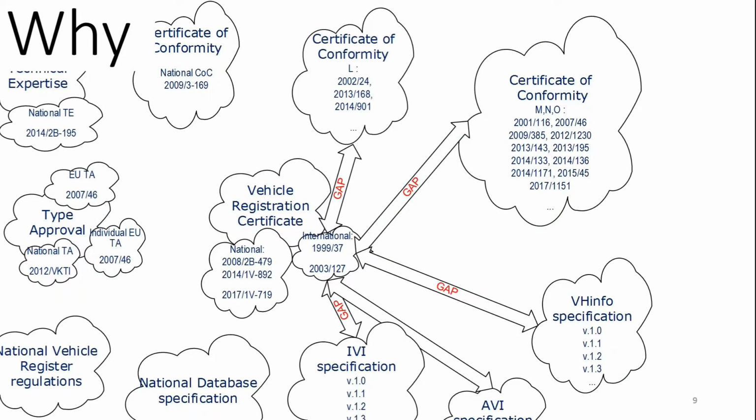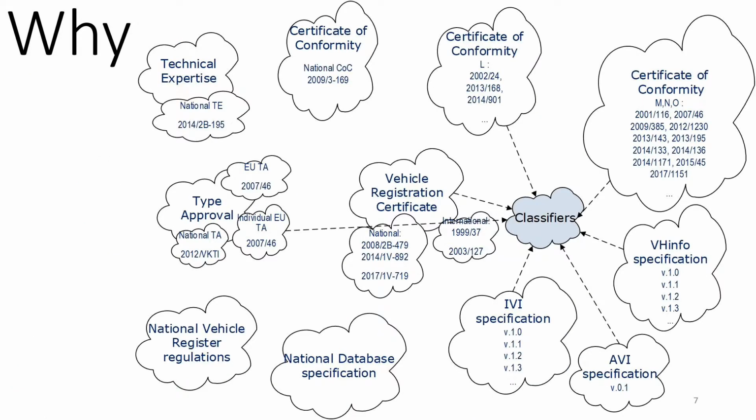Another problem that raises this issue is that there is a gap between the vehicle technical metadata legislation and the legislation of their usage in the registration certificate, with the exception of the AVI specification. The result of all these gaps is different interpretations of this metadata by different stakeholders. And one more reason why vehicle metadata should be exchanged between the countries is the harmonization of classifiers used by different sources.